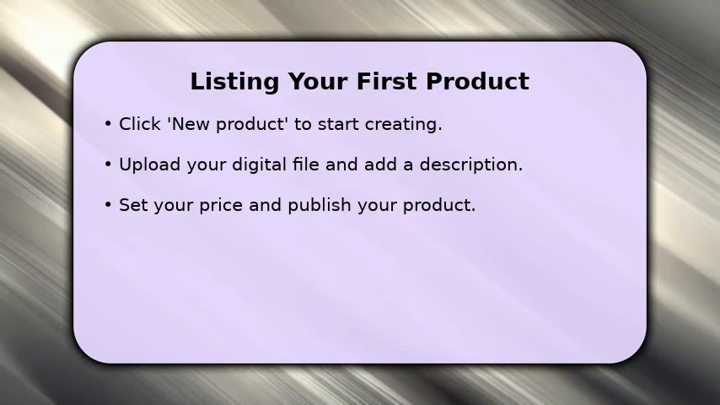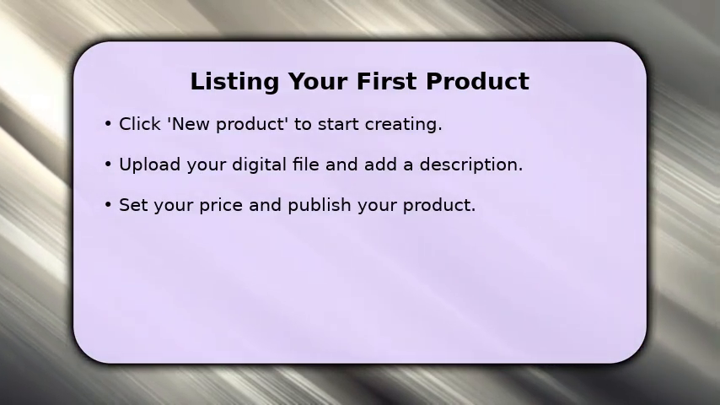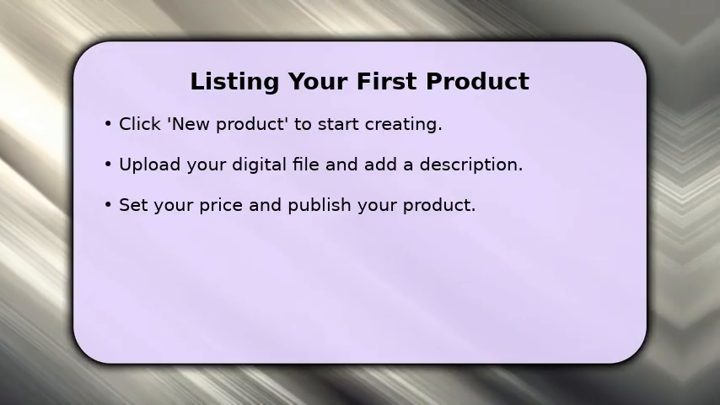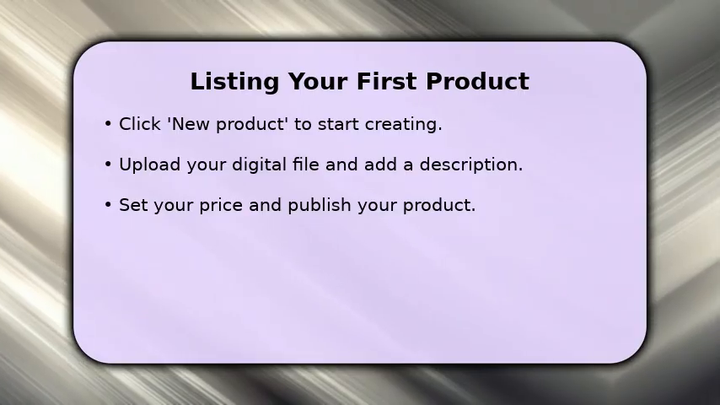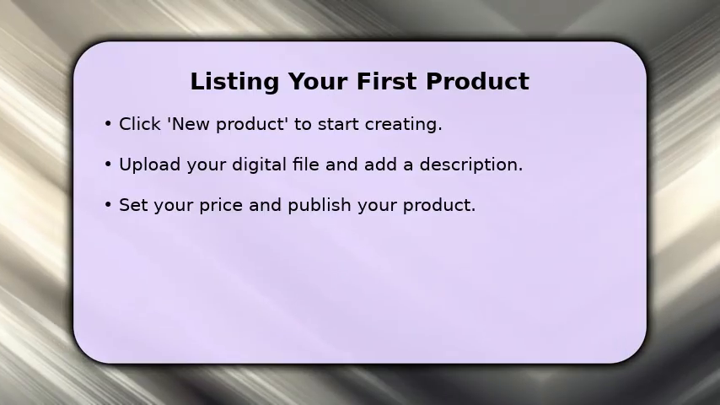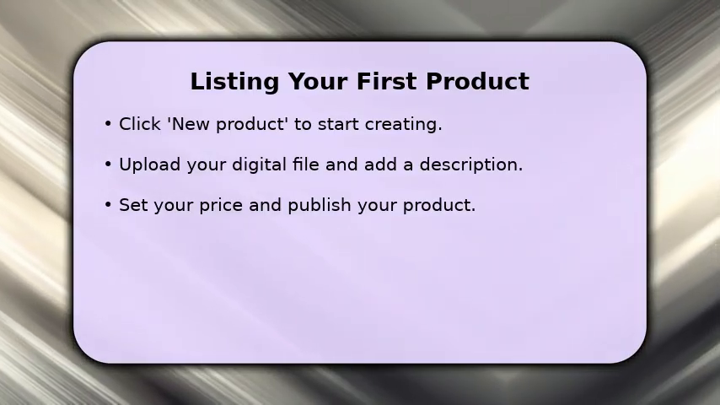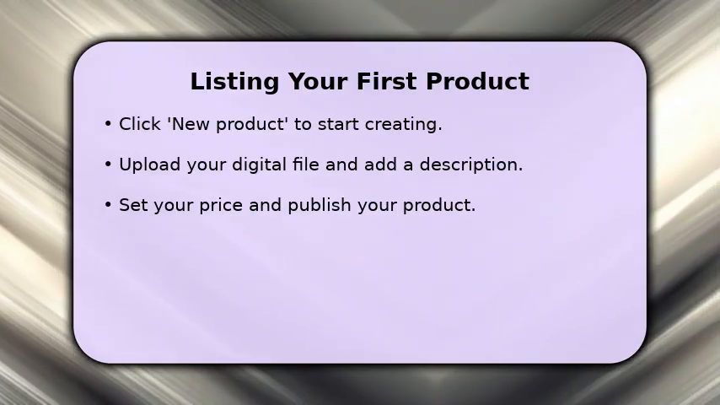With your account ready, you're now prepared to list your very first product. Simply click on the New Product button. You'll then upload your digital file, add a compelling description, and set your desired price. Gumroad offers flexible pricing options, including pay what you want. Once everything looks good, hit publish, and your product will be live, ready for customers to purchase.